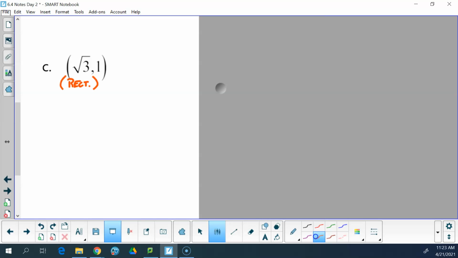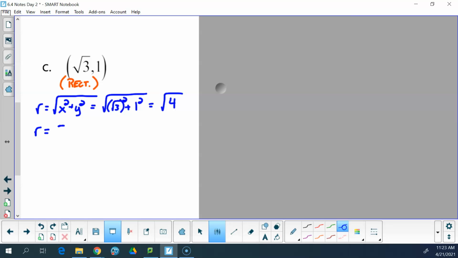So we need to first figure out our R value. R is going to equal the square root of x squared plus y squared. So that is going to be the square root of 3 squared plus 1 squared. The square root of 3 squared is 3. 1 squared is 1. 3 plus 1 is 4. And the square root of 4 is 2.